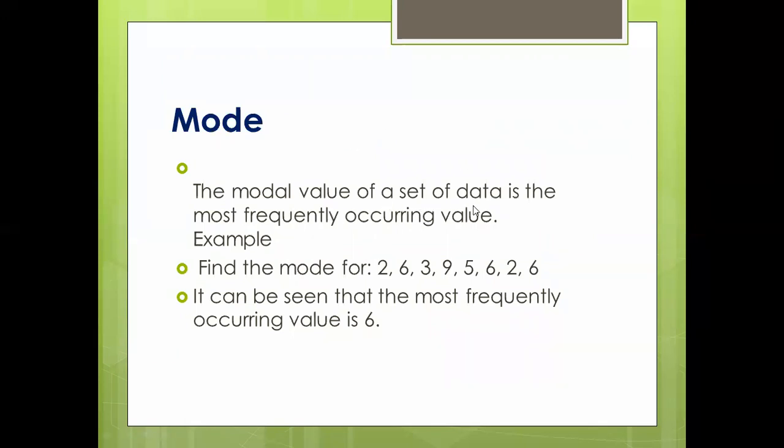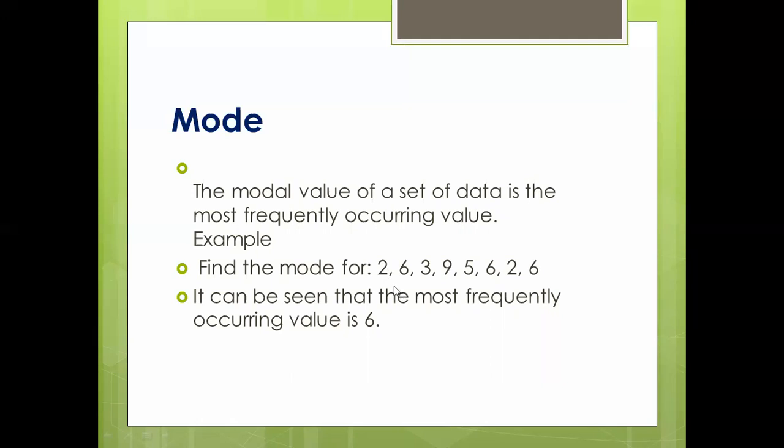The modal value of the set of data is the most frequently occurring value. मतलब जो value ज़्यादा data में होती है, more time appear होती है, that is a modal value. Okay, look here, ungrouped data, that is find the mode for 2, 6, 3, 9, 5, 6, 2, 6. Okay, this is a given raw data.